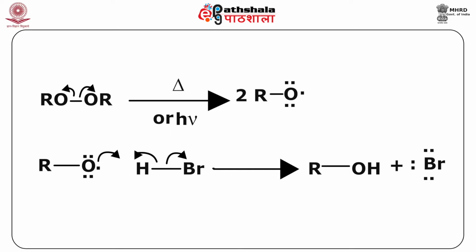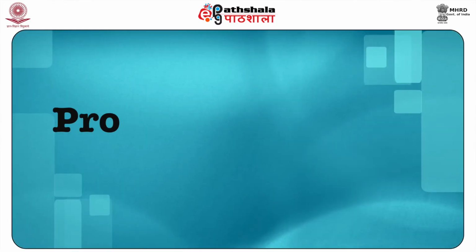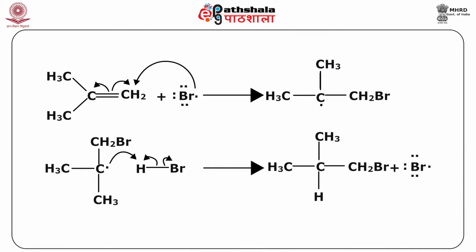A radical species further reacts with the HBr, wherein the oxygen combines with hydrogen producing a bromo radical. Propagation steps. Here the bromo radical adds on to the carbon atom producing a carbon radical which is more substituted. A more substituted radical by all means is more stable and hence its formation is much faster.